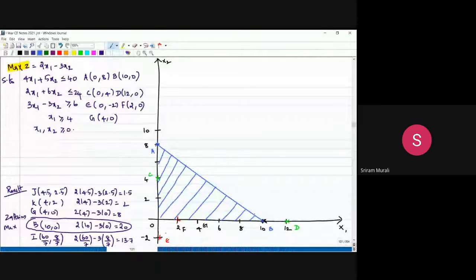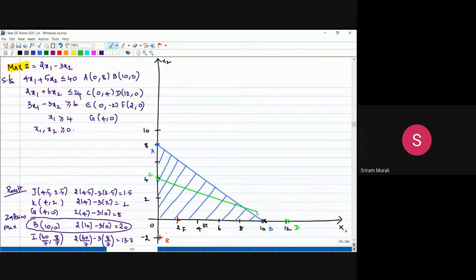Second case, (0, 4) and (12, 0). I suppose C and D will be these. So now again give a shading like this.